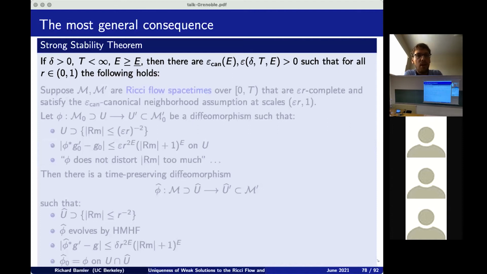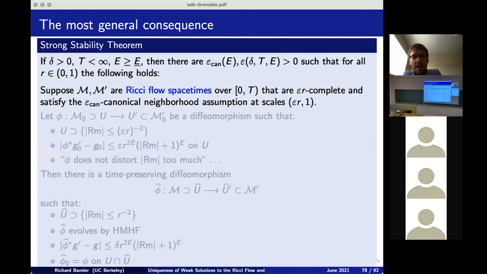Okay. So let me now phrase this, and I'm sorry, you can skip this slide if this is too technical. What we can prove is that, given delta, t and e, we can find two constants, epsilon can and epsilon, such that for any scale r, the following is true. Suppose that we have two Ricci flow spacetimes over an interval from 0 to t that don't need to be singular Ricci flows. They only need to be epsilon r complete and satisfy the epsilon can canonical neighborhood assumption at scales between epsilon r and 1. So this doesn't even have to be equal to 0, as in the singular Ricci flow.